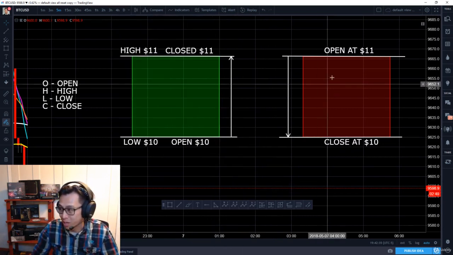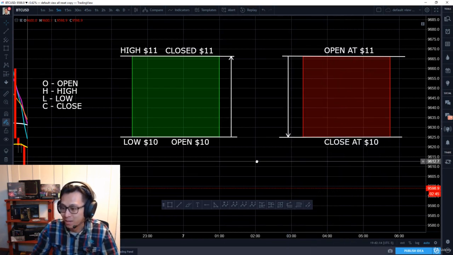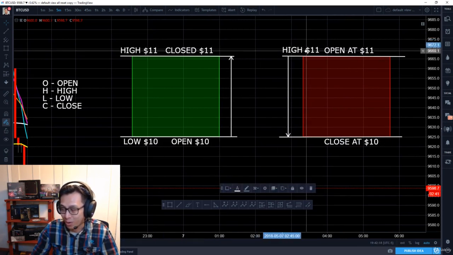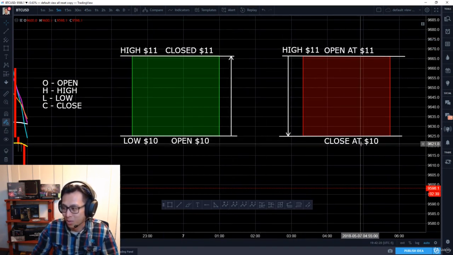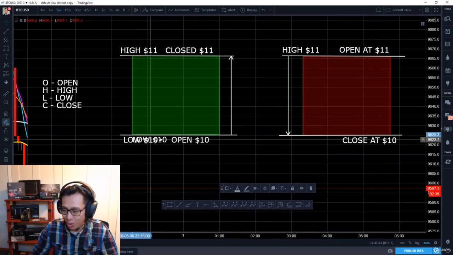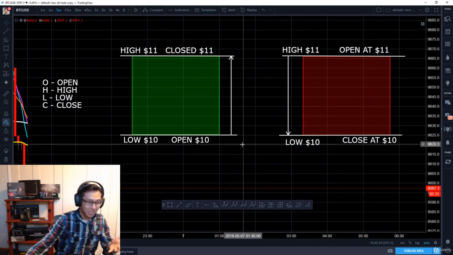So for this one right here, what do you think the high is? Take a guess. Yeah, if you said the high was also $11, you got it. What do you think the low is? If you said the low was $10, you got it. So, pretty easy concepts, right?